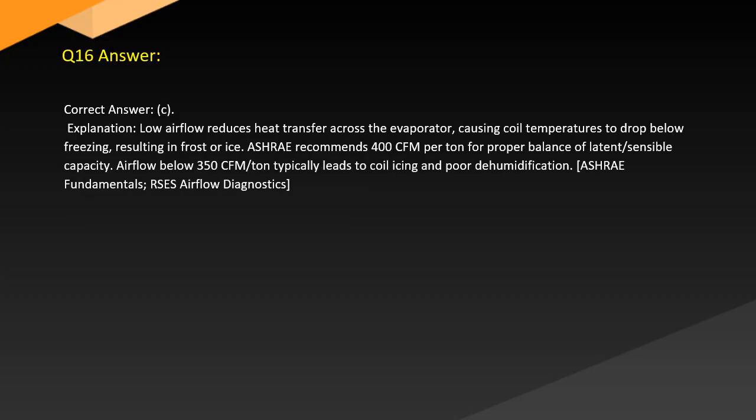Answer. Correct answer, C. Explanation. Low airflow reduces heat transfer across the evaporator, causing coil temperatures to drop below freezing, resulting in frost or ice. ASHRAE recommends 400 CFM per ton for proper balance of latent and sensible capacity. Airflow below 350 CFM per ton typically leads to coil icing and poor dehumidification. ASHRAE Fundamentals, RSES airflow diagnostic.